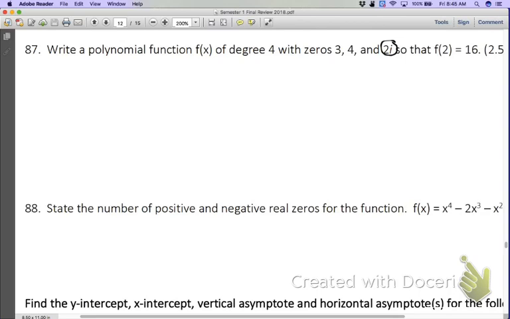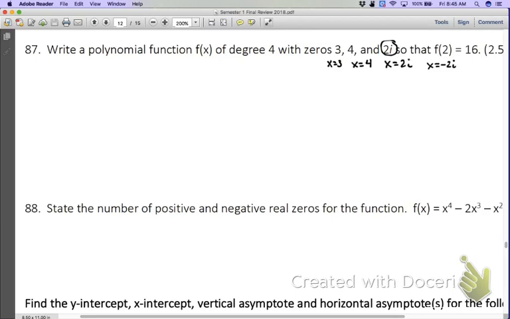Okay? Now, if we have an imaginary and it's positive 2i, what do we also have if it's imaginary? A negative 2i. So like if it's x equals 3 and x equals 4, and I have an x equal to 2i, then I also have an x equal to negative 2i.